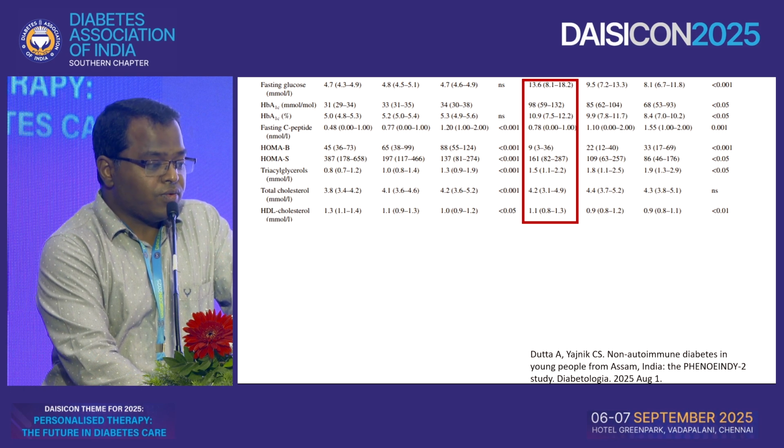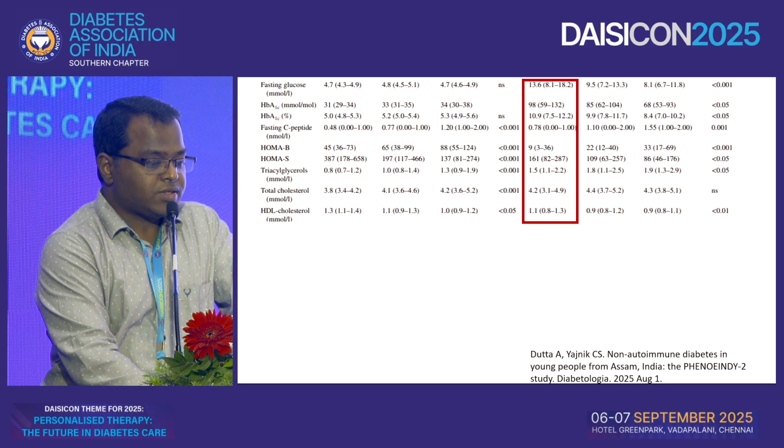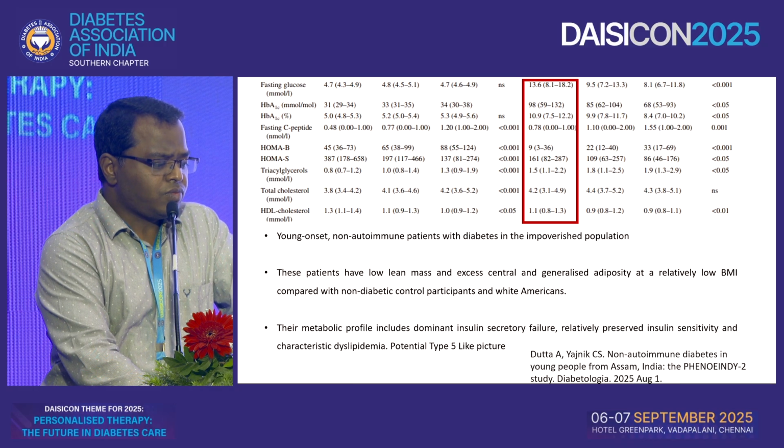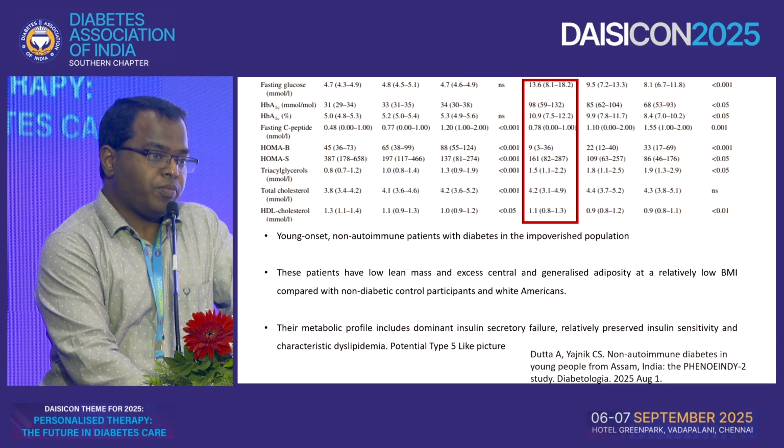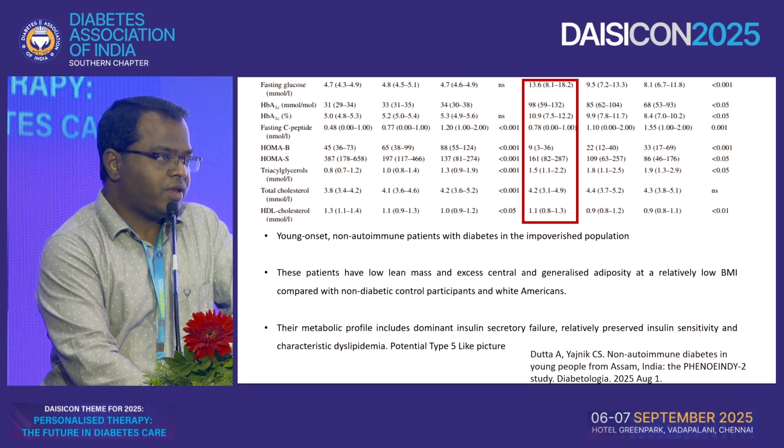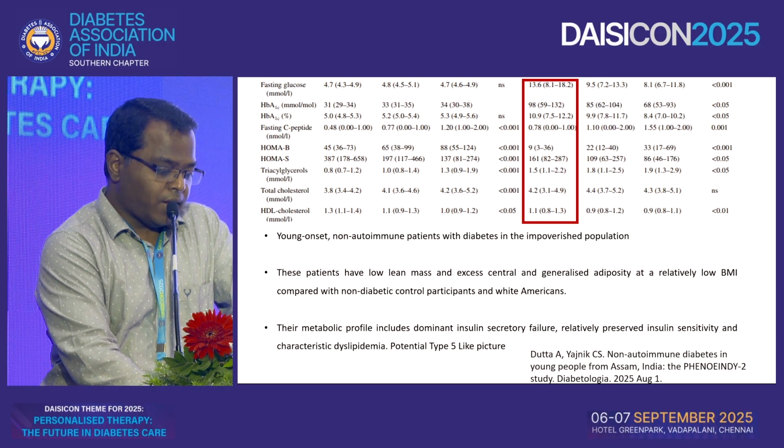And further, if you look carefully, they have higher HbA1c, lower C-peptide, preserved insulin sensitivity, and slightly higher cholesterol levels as well. So these are patients with lean BMI and diabetes, but not accounting for the type 2 picture where we see insulin resistance and hypertriglyceridemia, and not accounting for type 1 diabetes either.